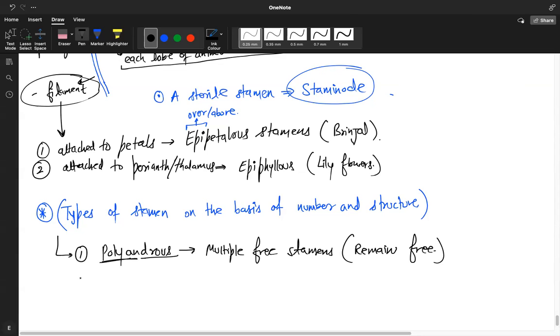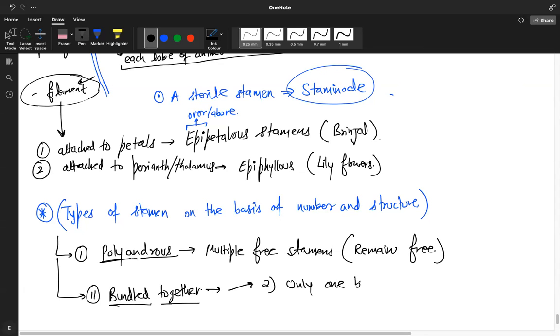So simplest. But sometimes what happens is they are not present free, they are bundled together. Now, when something bundles together, it's not polyandrous, that's called monoandrous. But again, now it's bundled together. So if they bundle together, on the basis of how many bundles they are forming, if there is only one bundle, so all the stamens are bundled together, it will be called mono. Mono means one.